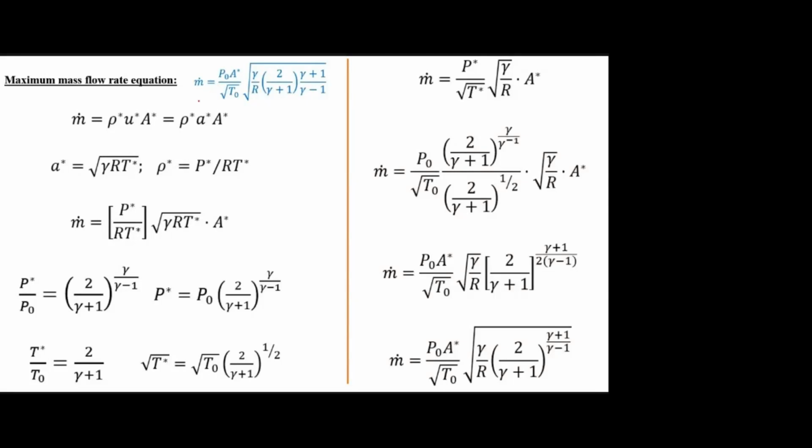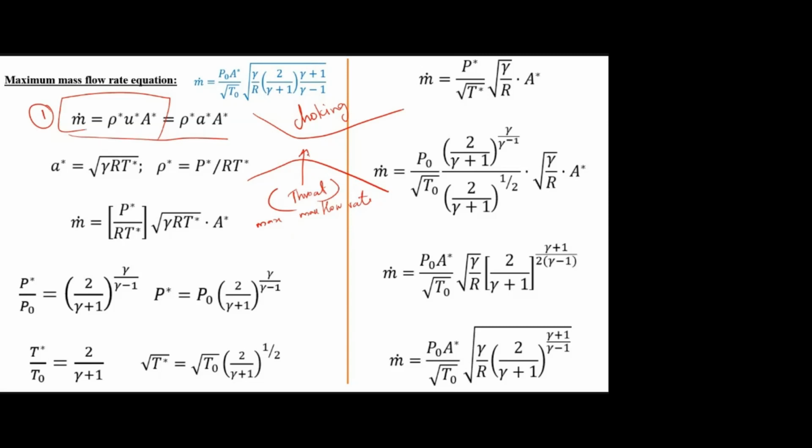Maximum mass flow rate: if you want to find it, you can use this formula. M dot is equal to rho UA. At the throat it will be maximum. You know the choking condition, right? Maximum mass flow rate at the throat is called choking.